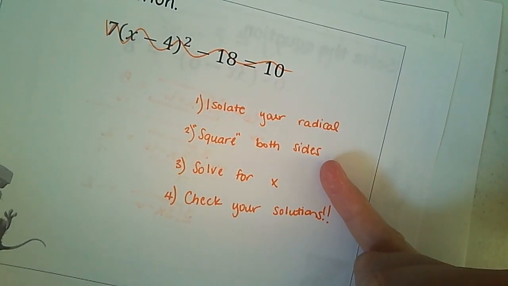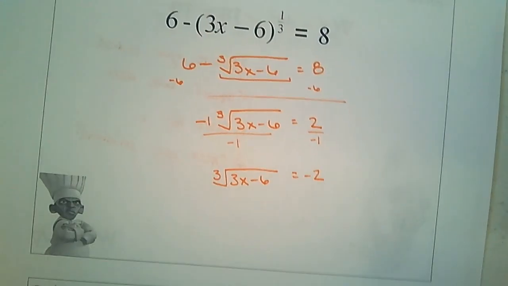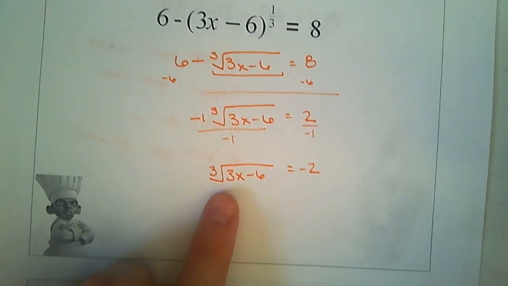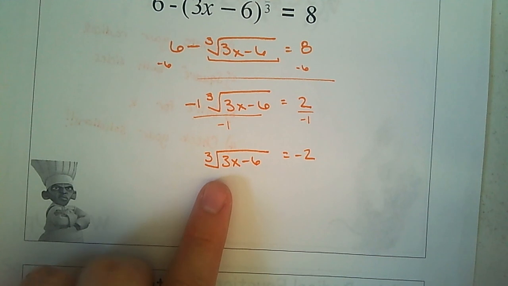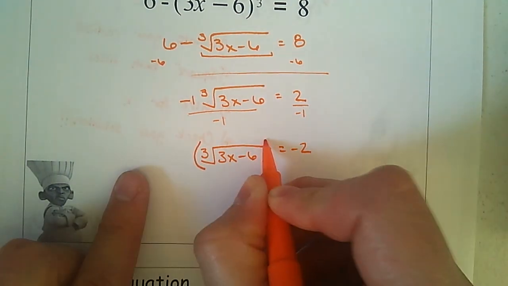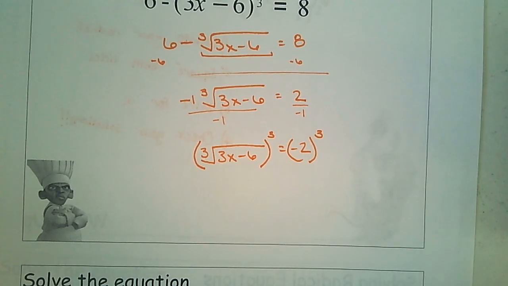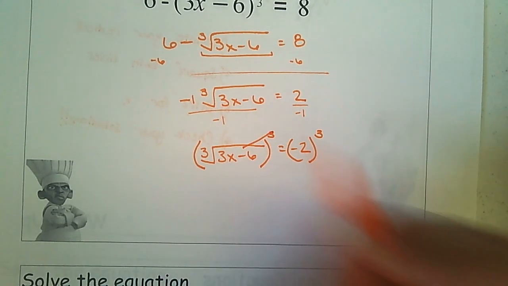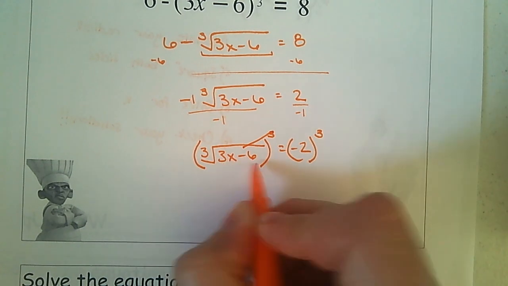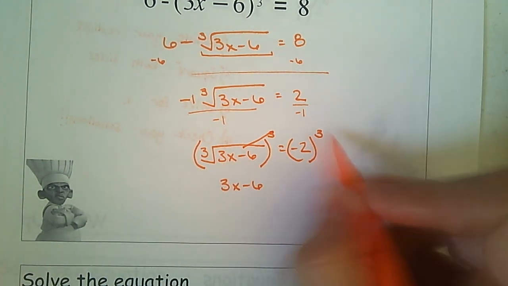Next step, I wrote to "square" both sides. But again, I put that square in quotation marks because we're not actually going to square both sides. What are we going to do that's going to undo a cube root? And hopefully I can hear you all saying that we're going to cube both sides this time. So cube root and a cube are going to cancel each other out. So here we're going to be left with a 3x minus 6. And over here, a -2 cubed.